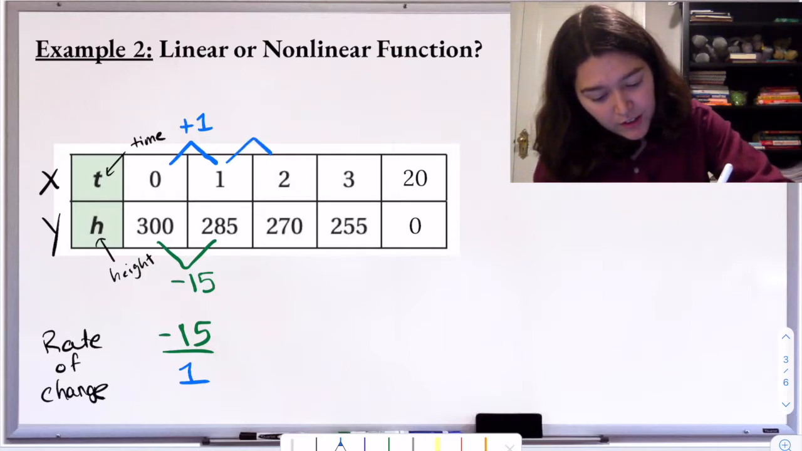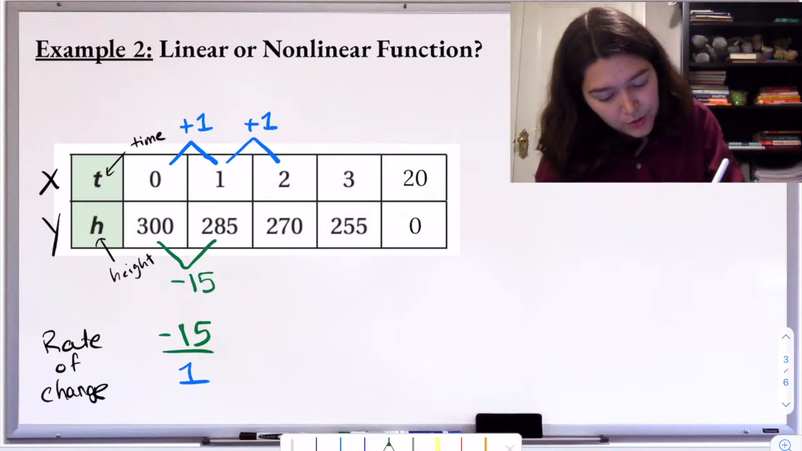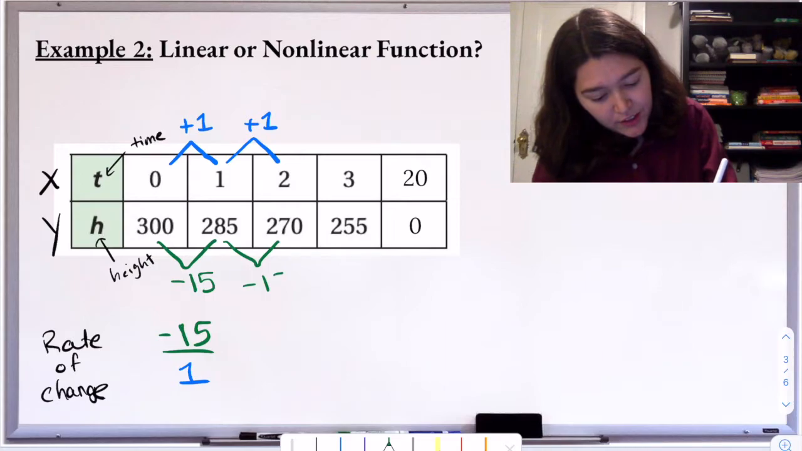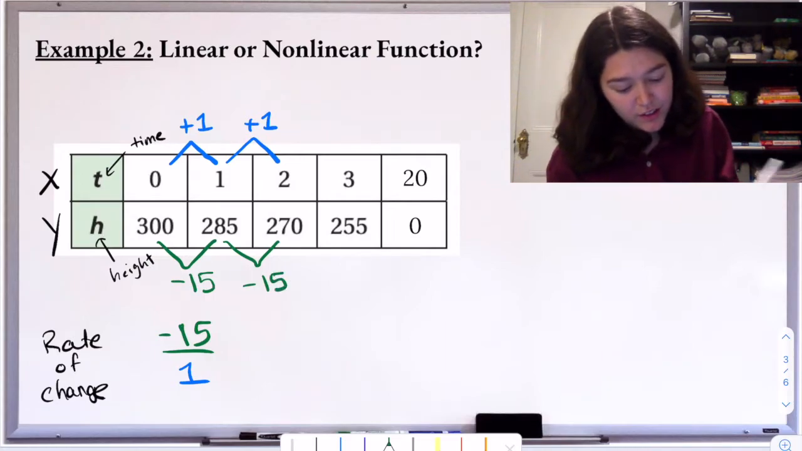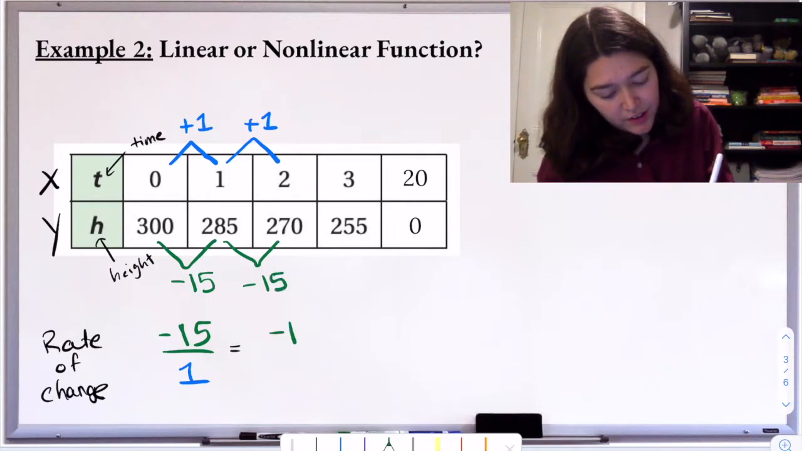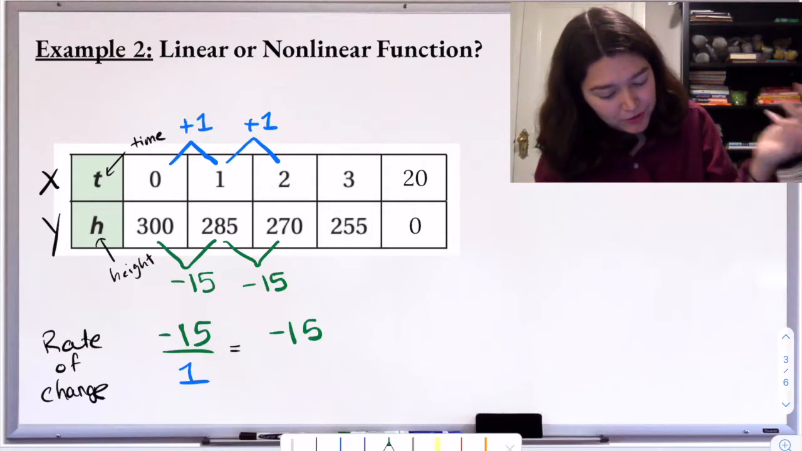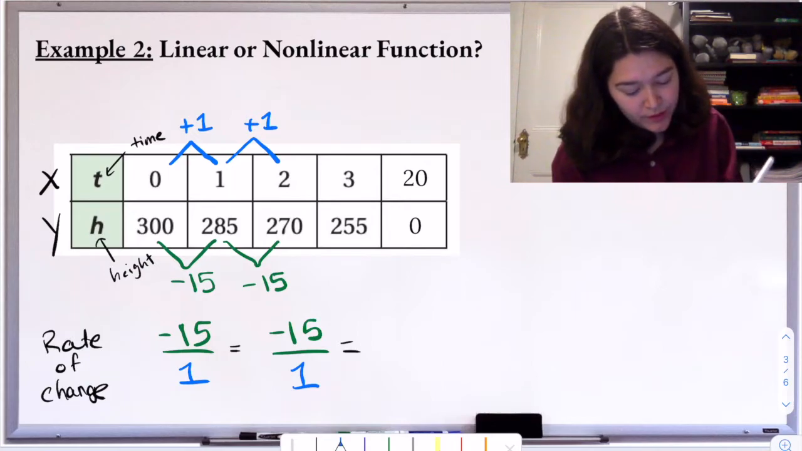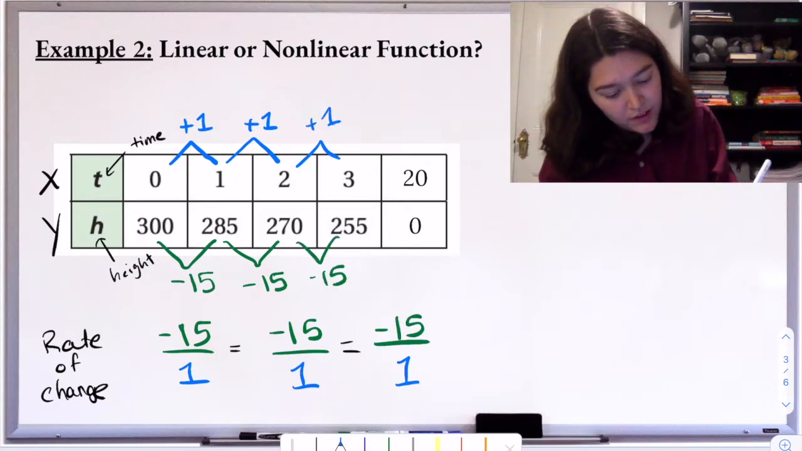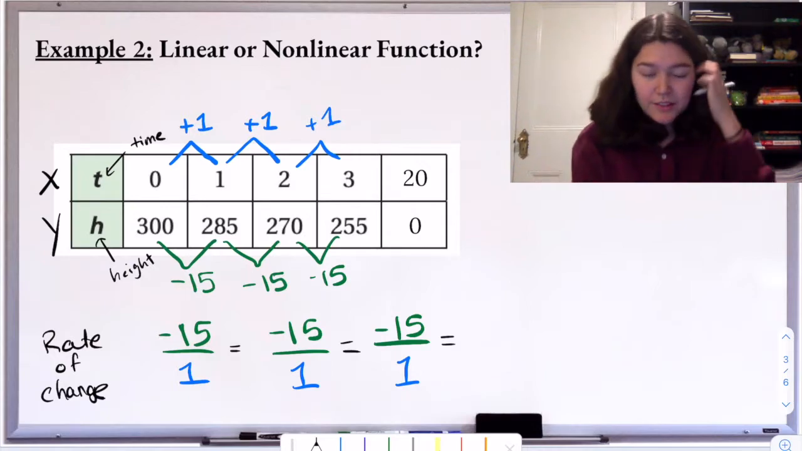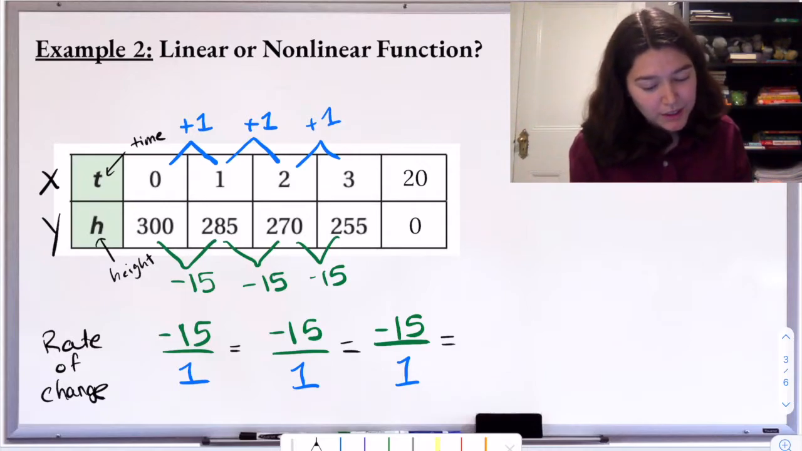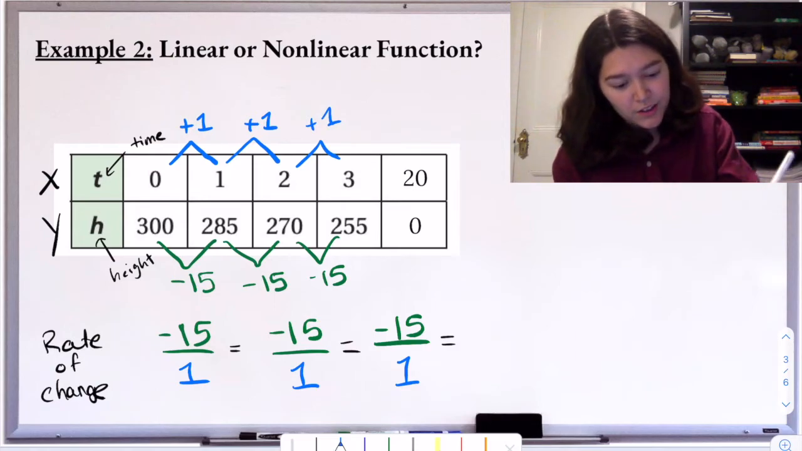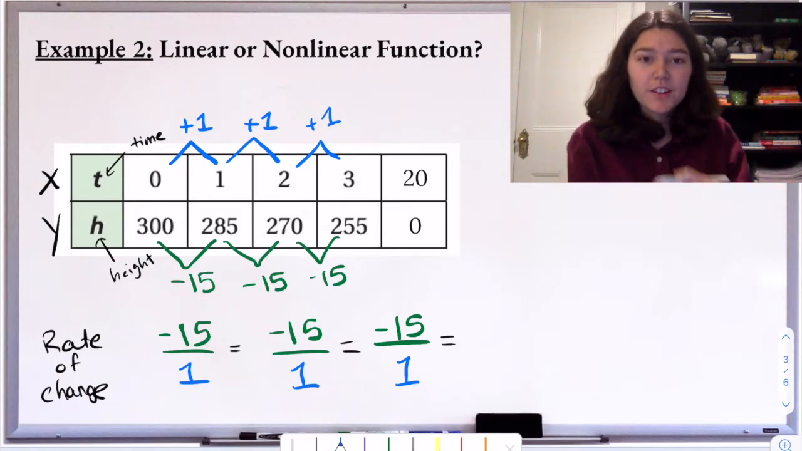So now let's check here. From 1 to 2, I'm going up 1. From 285 to 270, I subtract 15. Again, I'm going down 15 feet, for example, in 1 second. I can do that again here. And then we get to the last one, because it needs to work for all of them. This looks a little bit concerning. Now I'm going from 3 to 20. So what is that change? 3 plus what equals 20?